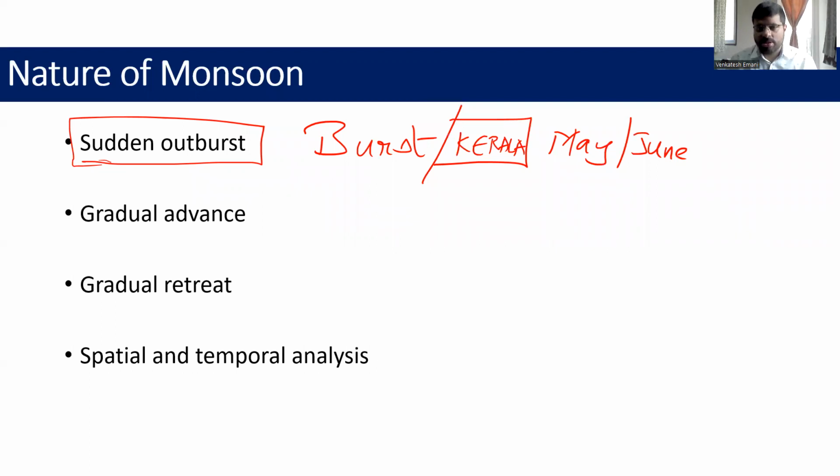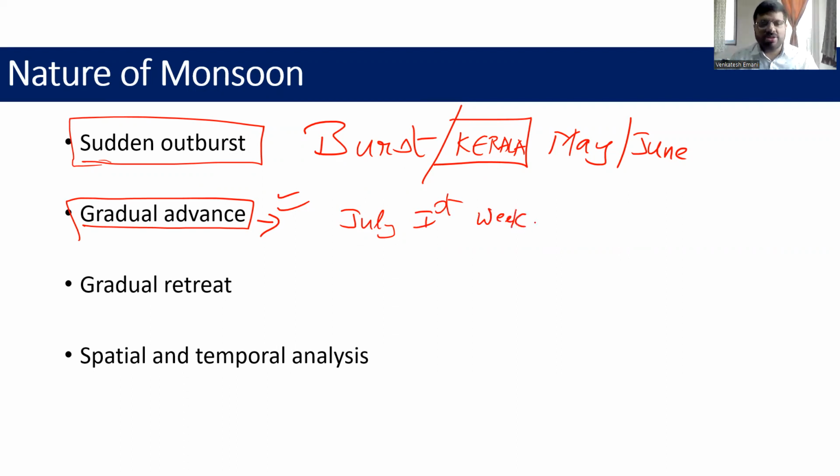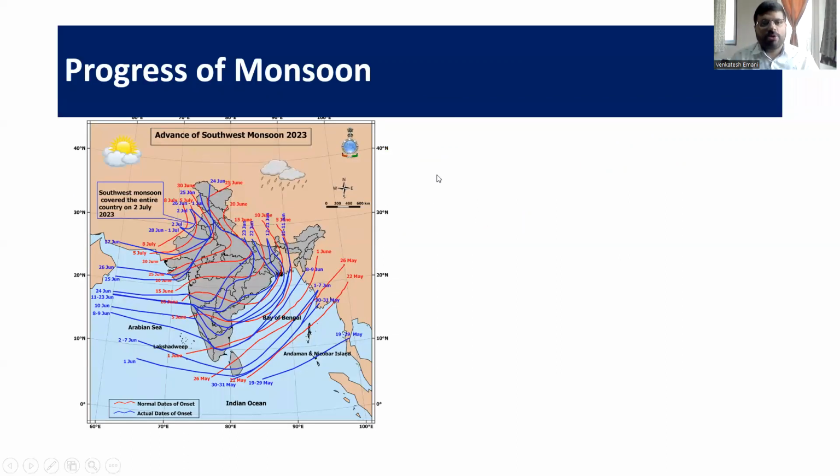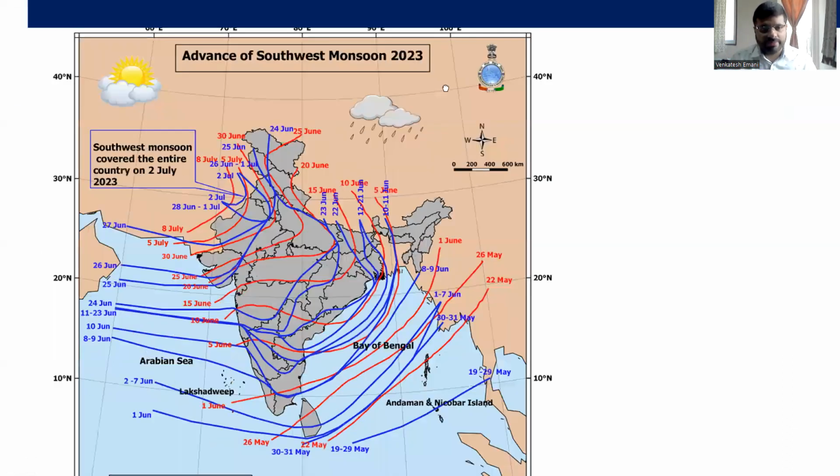But another characteristic feature: the moment they enter the room, it is not like they are covering the entire India at a very quick pace. It's a gradual advance. It will not happen on day one. So when the monsoon bursts around late May, early June, the gradual advance might complete sometimes around the first week of July. If you see the 2023 progress of the advance of the southwest monsoon, you can all see this picture here.